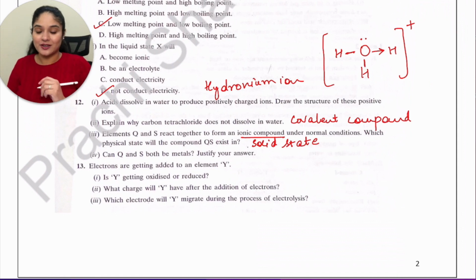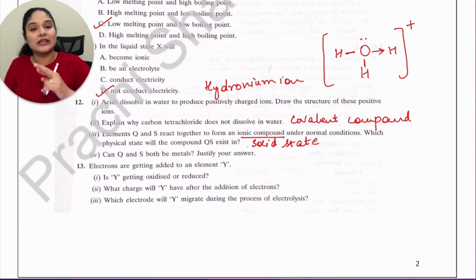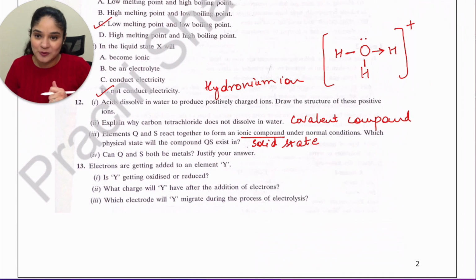Can Q and S both be metals? Justify your answer. So the answer is no. Q and S cannot be both metals because they are forming an ionic bond, and ionic bonds are formed between a metal and a non-metal. So no, Q and S both cannot be metals.